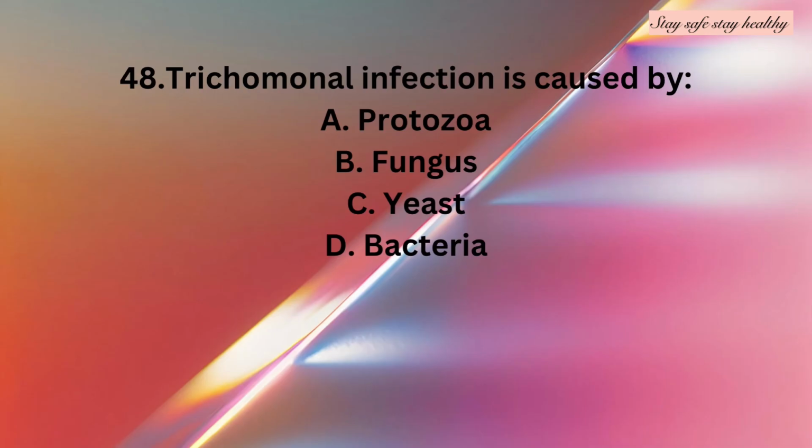Trichomonal infection is caused by A. Protozoa, B. Fungus, C. Yeast, D. Bacteria. Did you guess the answer? Yes, it is answer A. Protozoa. So, trichomoniasis is caused by a one-celled protozoan, a type of tiny parasite called Trichomonas vaginalis.